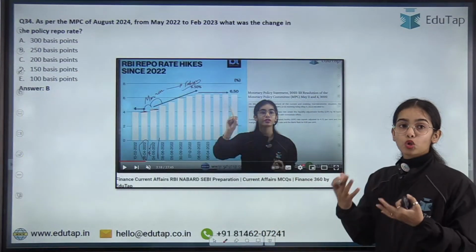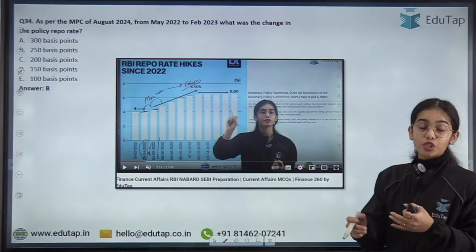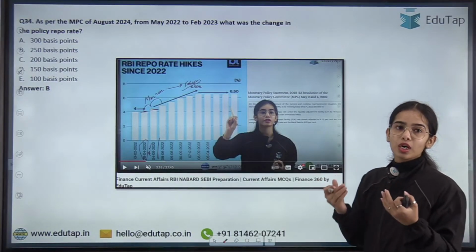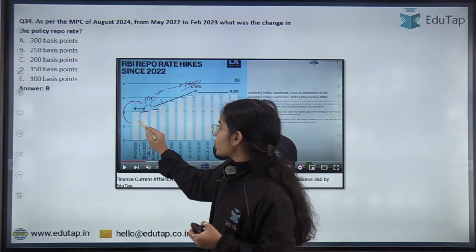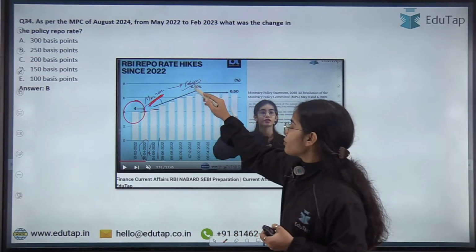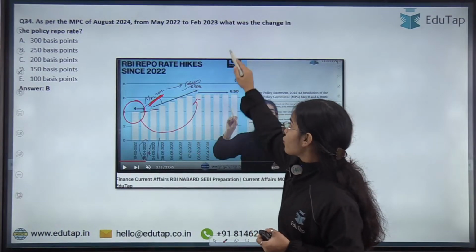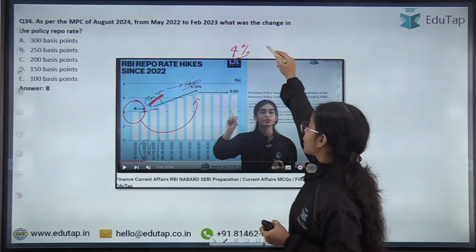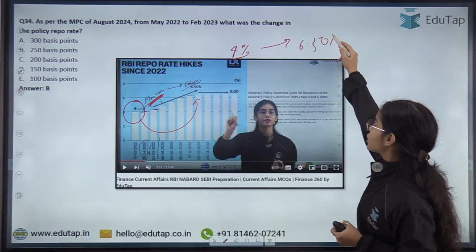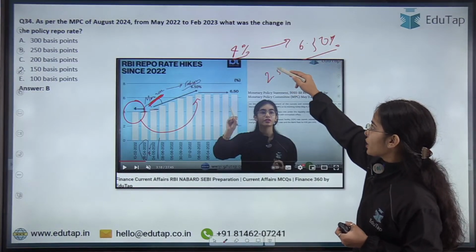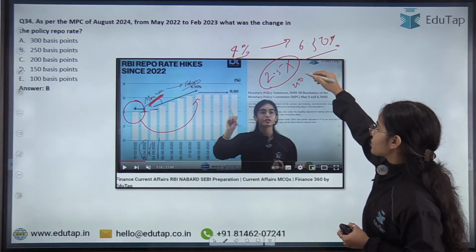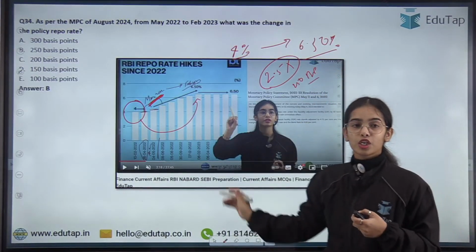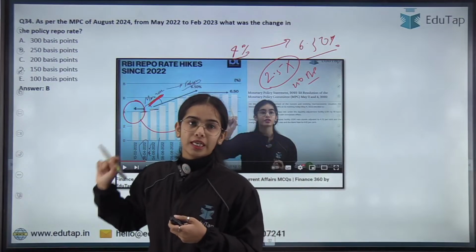Another question was not a direct question, it was more of an analytical question, but the analytical parts are also covered in the Finance 360 degree series. Here you can see that I have told you that from May 2022 to Feb 2023 there is an increase from 4% of the repo rate to 6.50% of the repo rate, that is by 2.5%, that is by 250 basis points. So from the analytical part a question came.